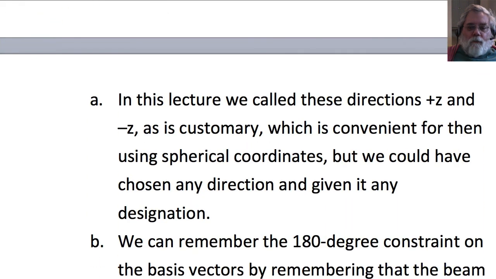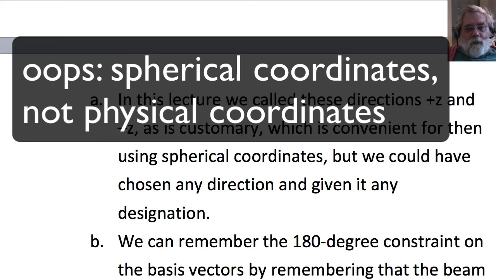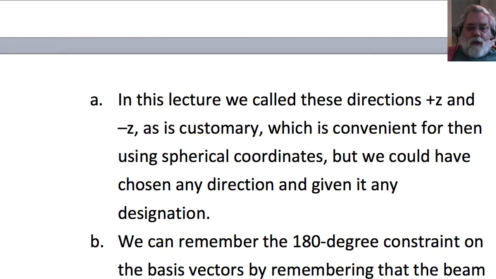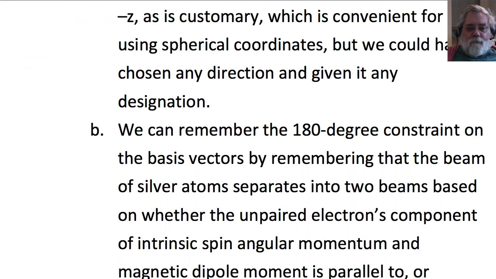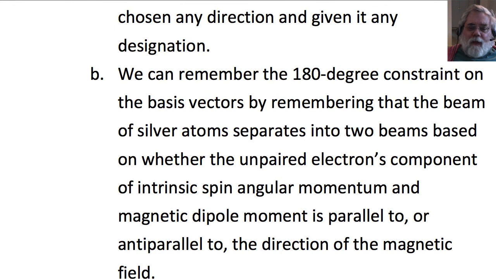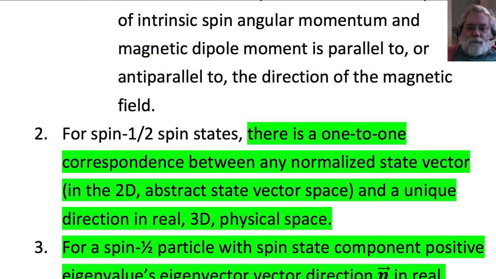In this lecture, we called these directions plus z and minus z, as is customary, which is convenient for then using physical coordinates, which is why we do it. But we could have chosen any direction and we could have given it any designation. We can remember the 180-degree constraint on the basis vectors by remembering that the beam of silver atoms splits into two beams based on whether the unpaired electron's component of intrinsic spin angular momentum and magnetic dipole moment is parallel to or antiparallel to the direction of the magnetic field.